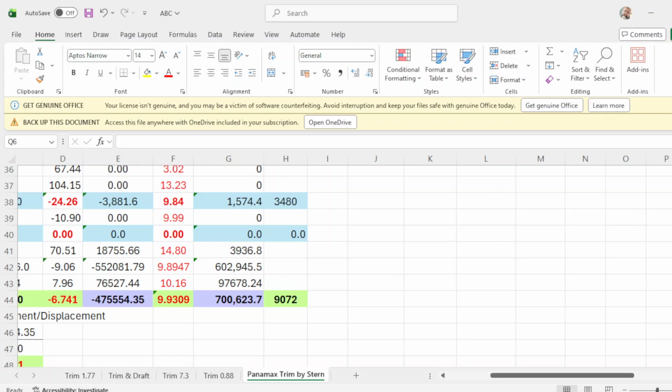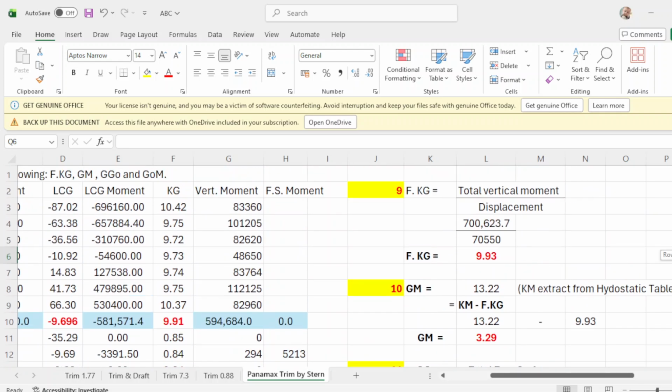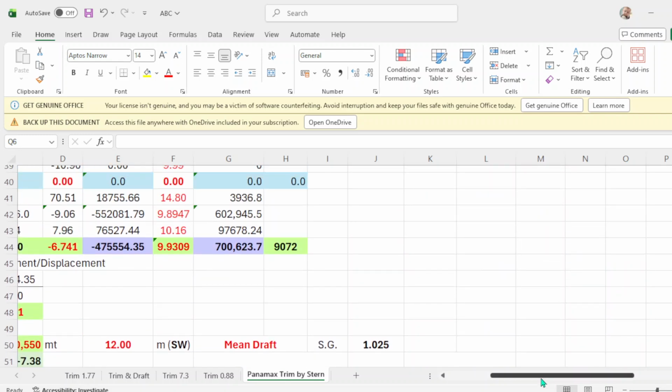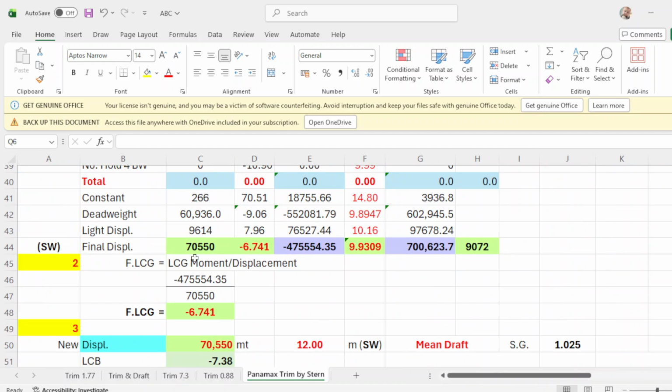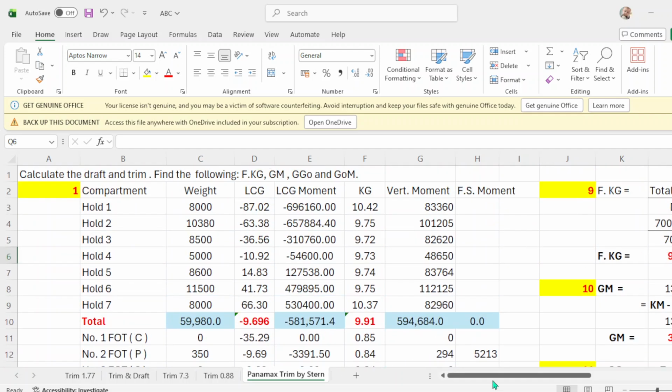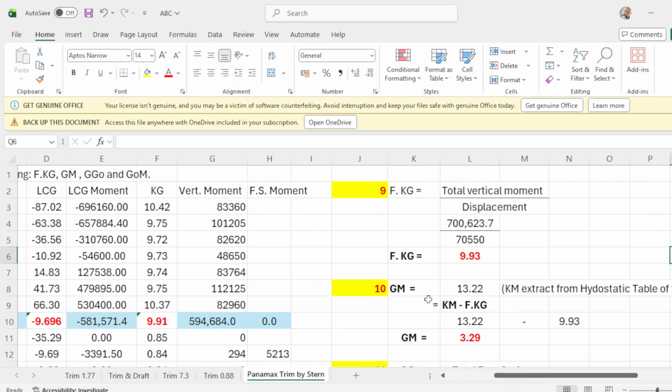700,623. That's your vertical moment minus your displacement. Your displacement is 70550, and the resultant, your final KG, is 9.93. Then how to find GM?